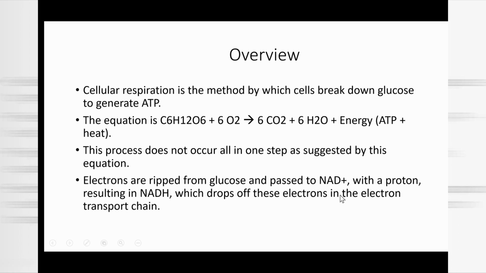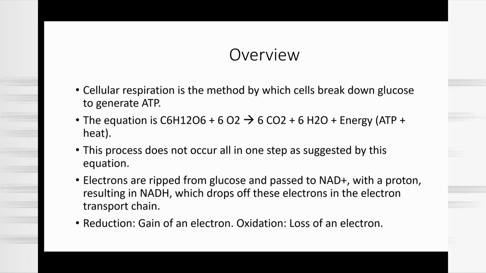Now, the way that the energy is actually made is through the movement of electrons. So electrons are pulled away from glucose, and then they're passed down to NAD+, which is an electron carrier, and it also goes along with the proton. So this results in NADH, and this NADH is then sort of like a storage molecule in cellular respiration, and this drops off the electrons into the electron transport chain, which helps create lots of ATP. Now, 2 important terms you may want to know about are reduction, which is simply the gain of an electron by a molecule, and oxidation, which is a loss of an electron.